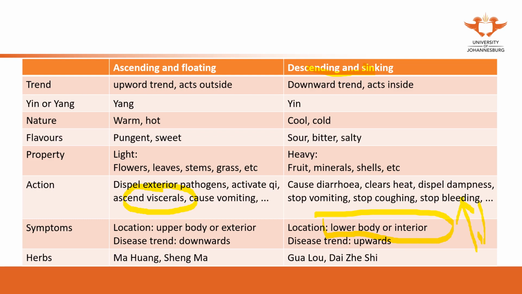So we're going to use the herbs to move downwards, such as vomiting, coughing, or even sweating, moving outside, so we're going to use the herbs to move inside. The herb, for example, the herbs ma huang, sheng ma or gua lou, bai zhe shi. So these are the examples of the differences between ascending and floating and descending and sinking.